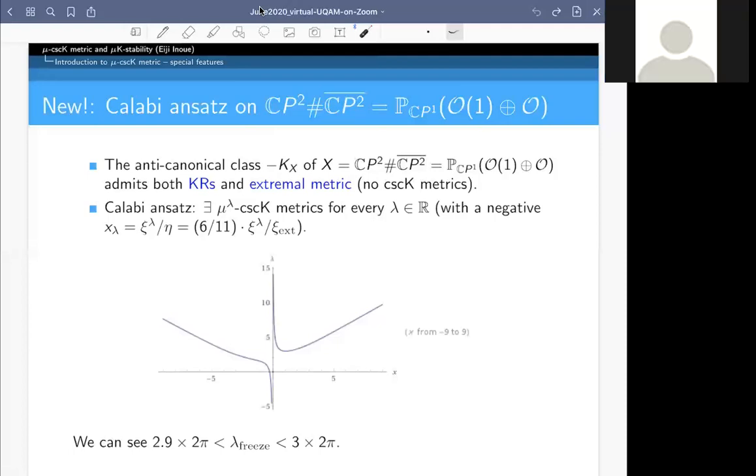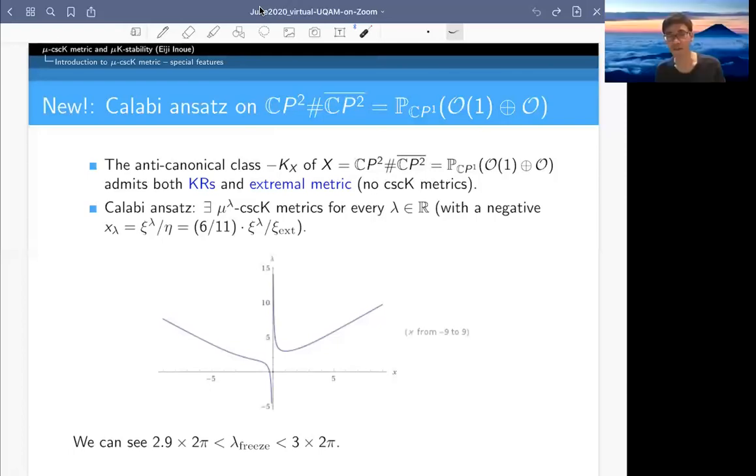So another question, did you try to prove polystability or properness of the energy? Polystability, not yet, as I heard that Ladidi is trying to prove it. Okay.